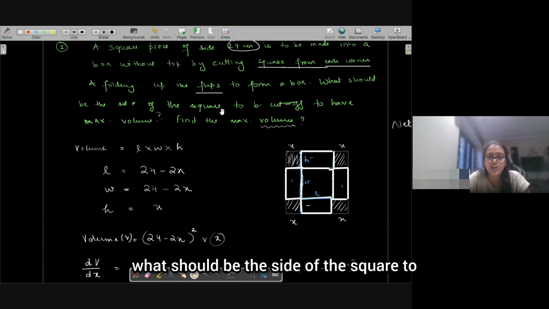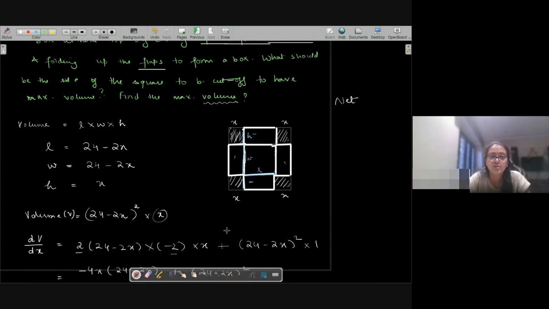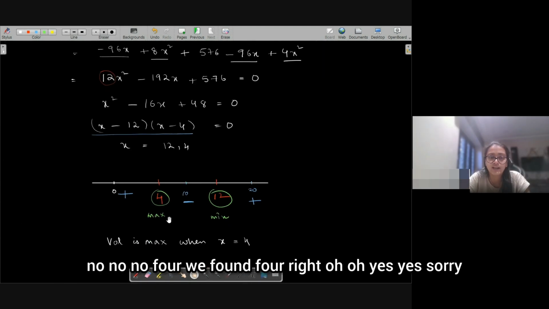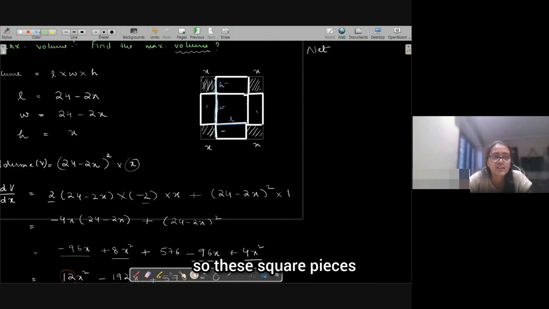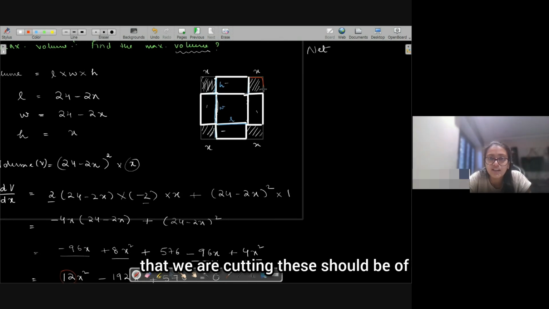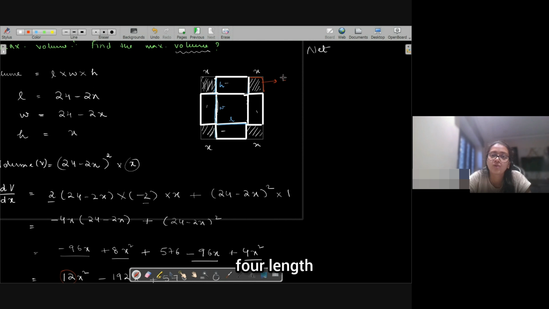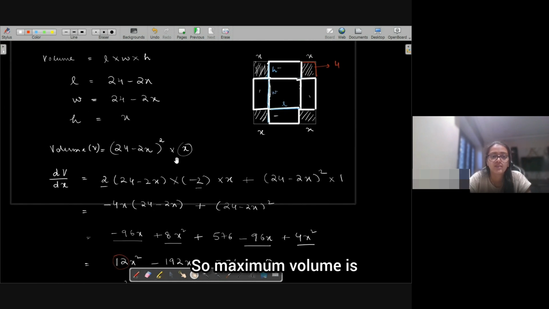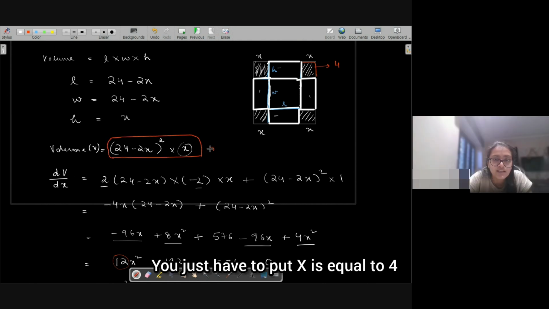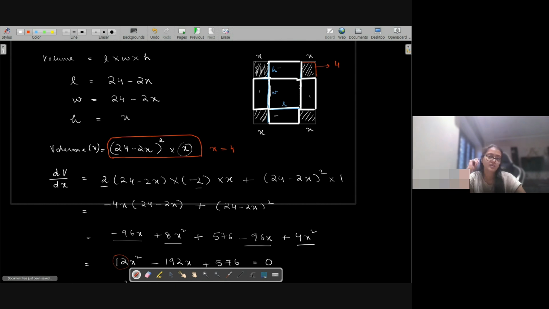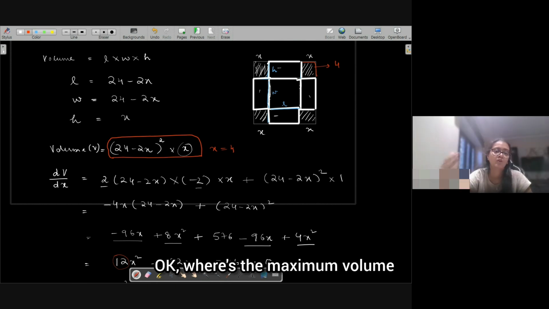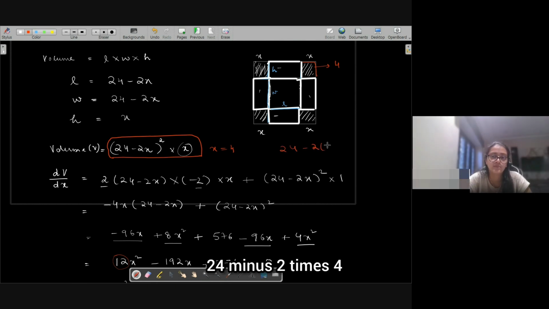What should be the side of the square to be cut off to have maximum volume? We found 4, right? Yes, sorry. So these square pieces that we are cutting should be of 4 length. And what will be the maximum volume? Here we just have to put x is equal to 4 into this expression. That is the maximum volume: 24 minus 2 times 4, whole square, times 4.